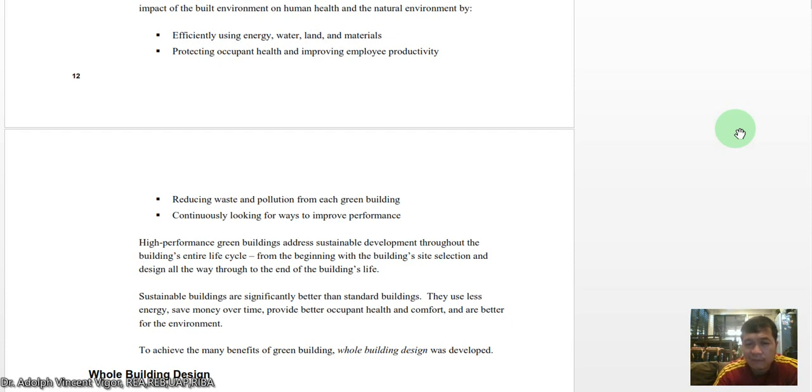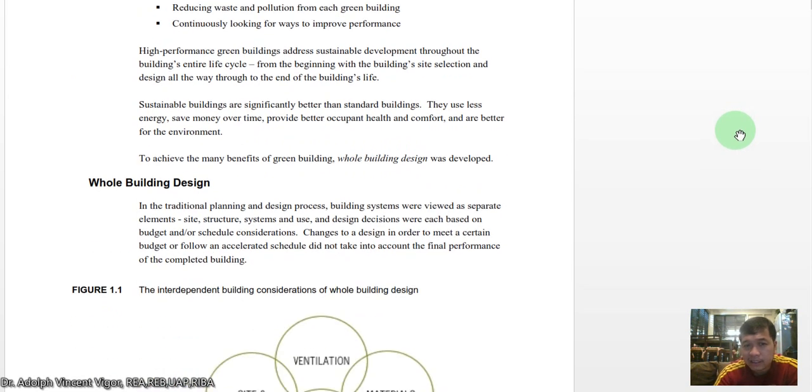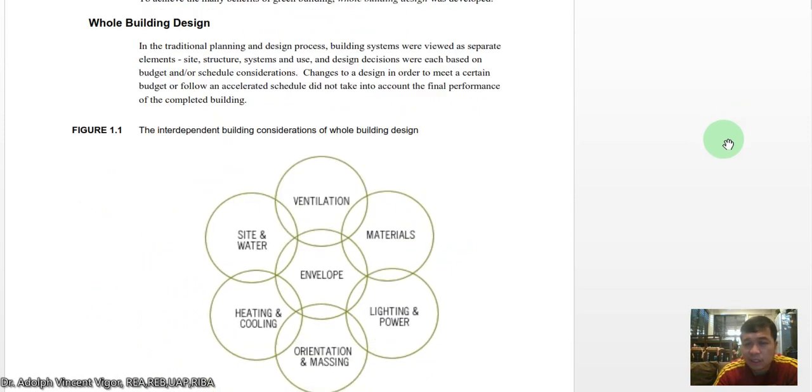So to achieve the many benefits of green buildings, the whole building design was developed. So what is a whole building design, class? In the traditional planning and design process, building systems were viewed as separate elements. You have the site, the structure, systems in use, and design decisions were each based on budget and/or schedule considerations. So changes to a design in order to meet a certain budget or follow an accelerated schedule did not take into account the final performance of the completed building.